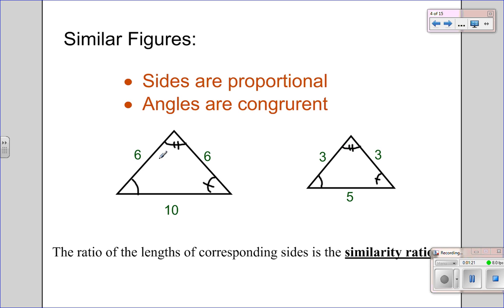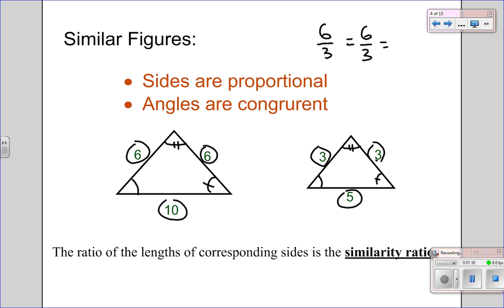And when I say sides are proportional, I mean this side corresponding to this side. So 6 over 3 will equal 6 over 3. Well, that's obvious because it's the same number. That will equal 10 over 5. And if you check, each of these fractions reduces down to 2, so they are all proportional. Therefore, these two triangles would be similar. Oftentimes, all the fractions will be slightly different and reduce down to the same number, so you're not always going to see 6 over 3 and 6 over 3.